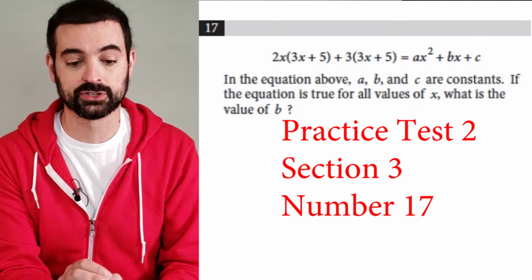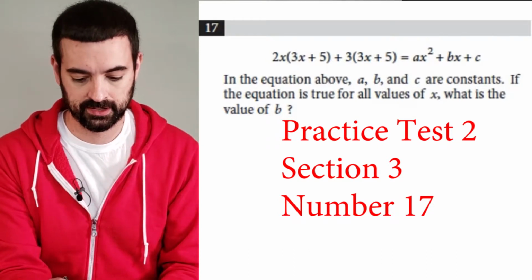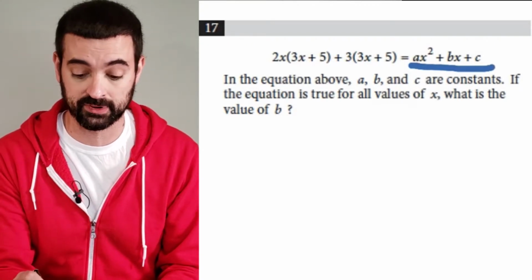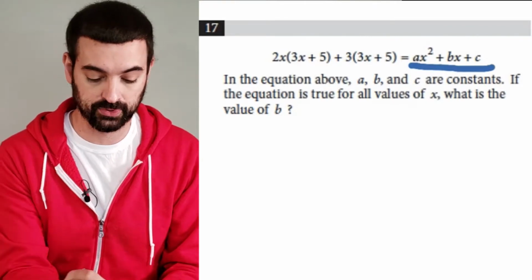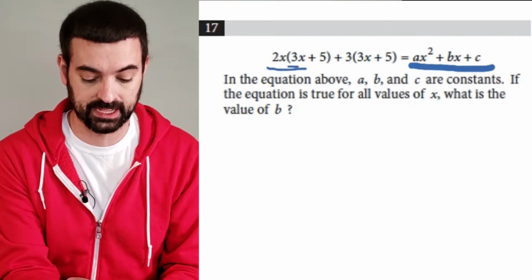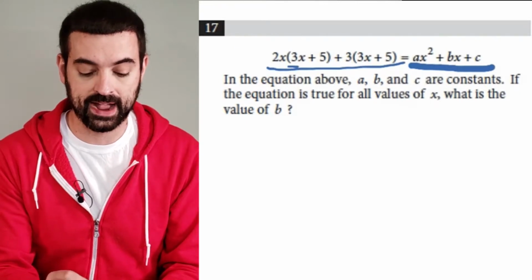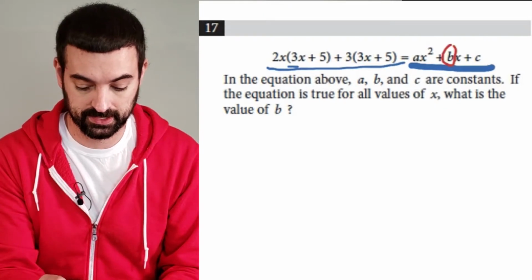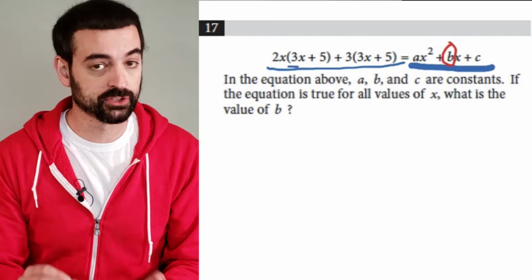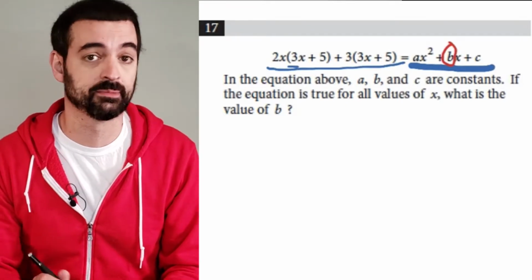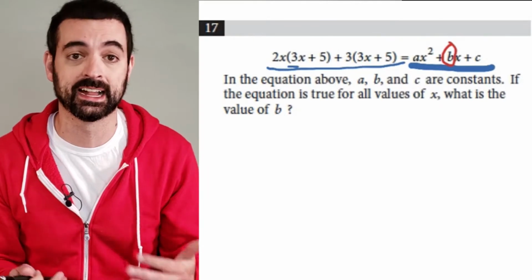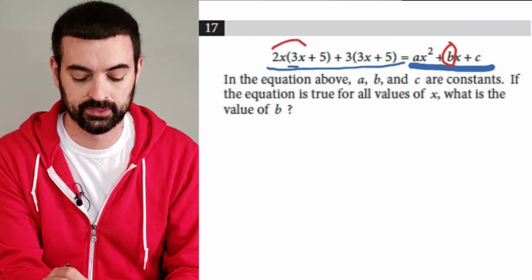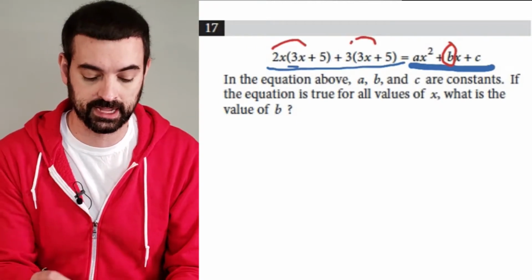This is Test 2, Section 3, number 17. We're given a polynomial on the right here with no numbers except for the exponent 2. And then we're given a lot of mess over here on the left. And we're asked for the value of b. And that's our b right there. They want to know the value of the b constant. The trick to using term placement with polynomials is to make one side look as much like the other side as possible. In this case, we're just going to distribute all of the information and then combine like terms.